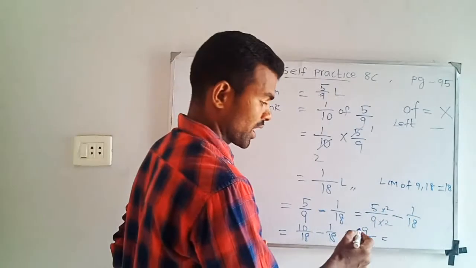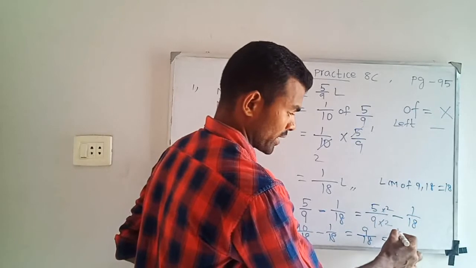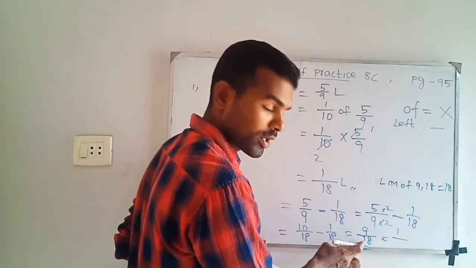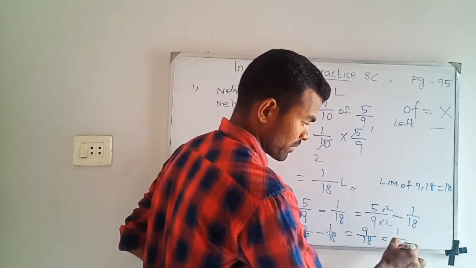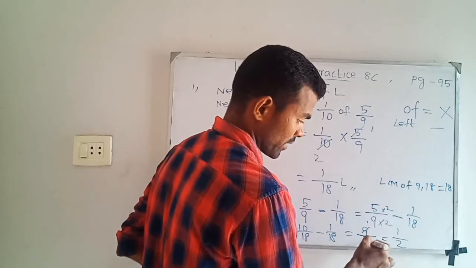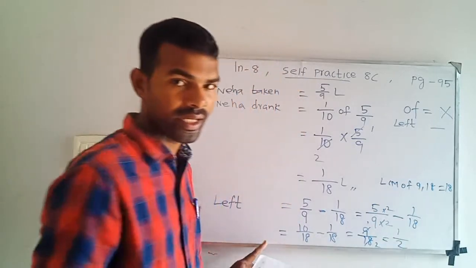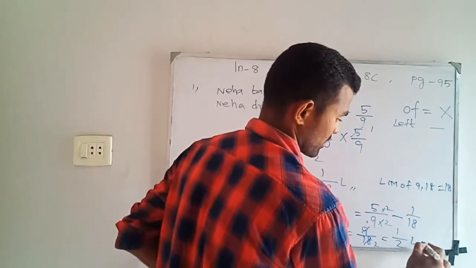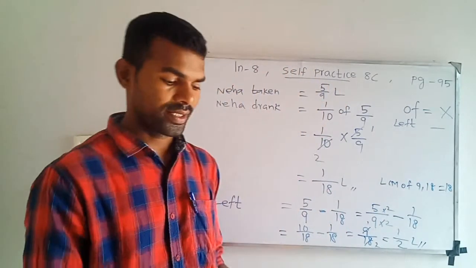So divide by 9. How many times 9? 1 time 9. In 18, how many times 9? 2 times. Cancel, 1 time here, 2 times here. So 1 by 2 is the answer. At last write 1 by 2.